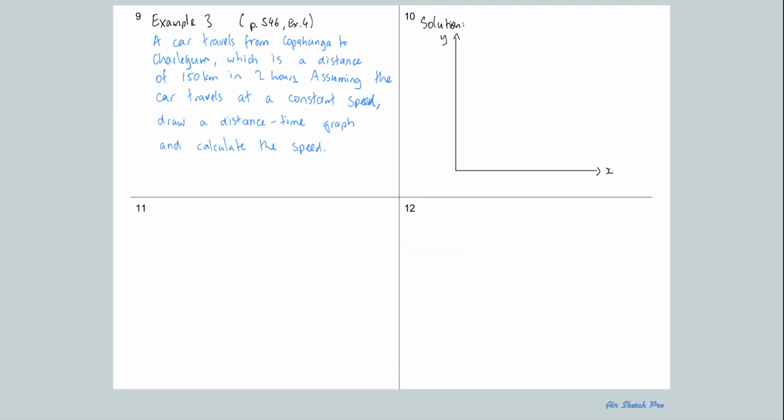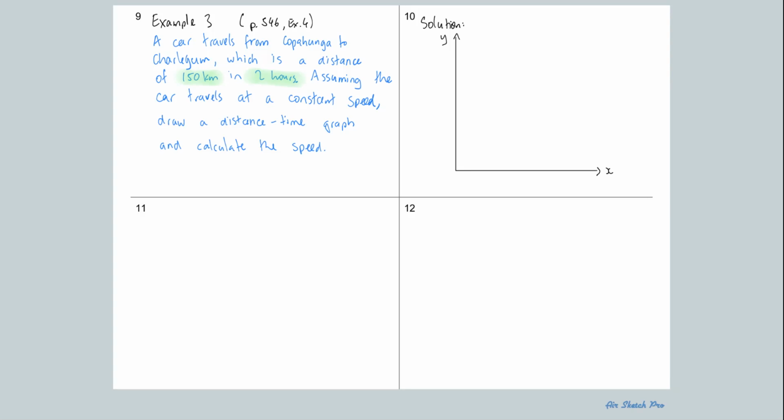Okay. Example 5 is one of those proportionality things, and we're looking at a problem from towards the end of the textbook, page 546, example 4. You're asked to consider a speed problem. A car travels from Copenhagen to Shalagam, which is a distance of 150 kilometers. Okay, so I might just highlight that. So 150 kilometers in 2 hours. Assuming the car travels at a constant speed, draw a distance time graph and calculate the speed.